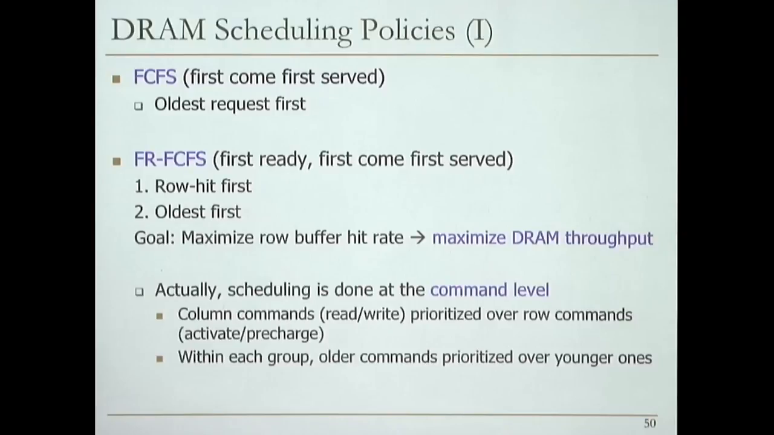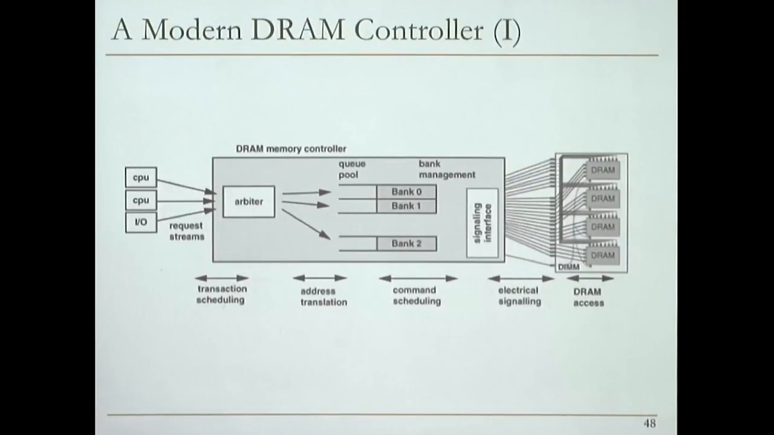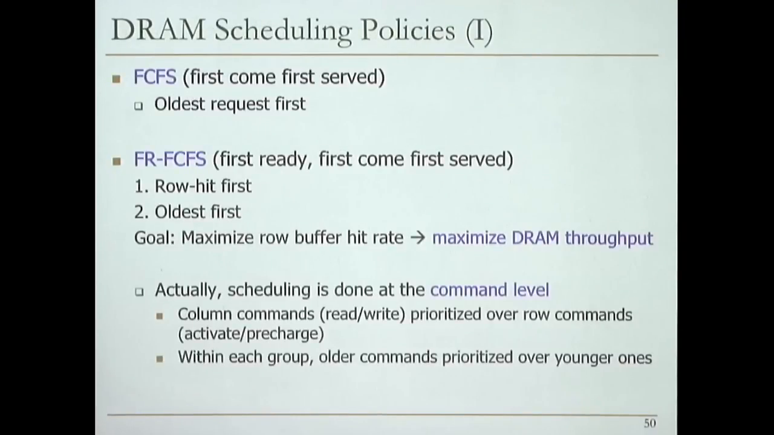Actually, scheduling is done at the command level, as we've discussed. You don't schedule at the request level. You could potentially reorder at the request level, as this shows. But then eventually, you need to do the scheduling of the commands. You need to say, I want to schedule the column commands first over row commands. That's what first ready, first serve means. Column commands are read and write to an open row. Row commands are activate and precharge, which open new rows. And within each group, older commands are prioritized over younger ones. So this is the command level version of this FR-FCFS that we discussed.